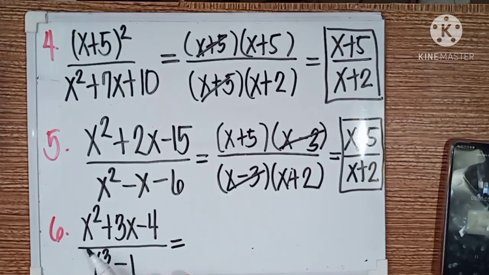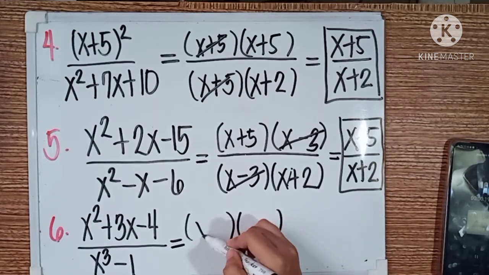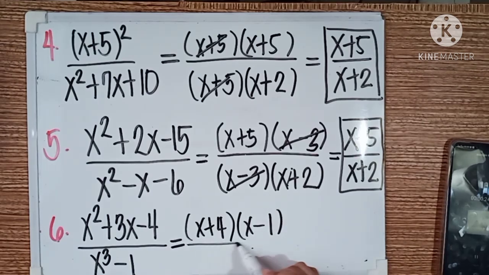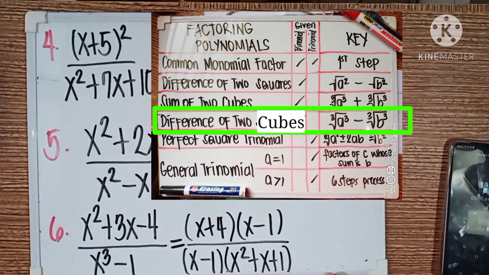Example number 6. x squared plus 3x minus 4 over x cubed minus 1. The factored form of x squared plus 3x minus 4 is the product of x plus 4 and x minus 1 by factoring general trinomial where a equals 1. Well, the factored form of x cubed minus 1 is the product of x minus 1 and x squared plus x plus 1 by factoring difference of two cubes.